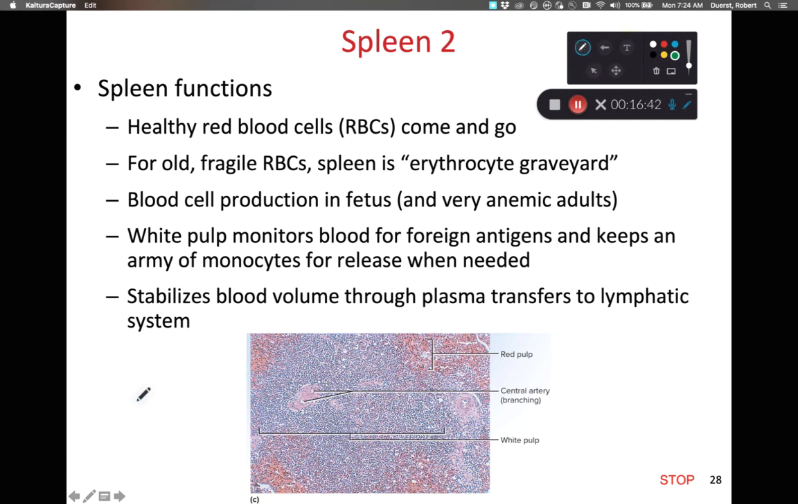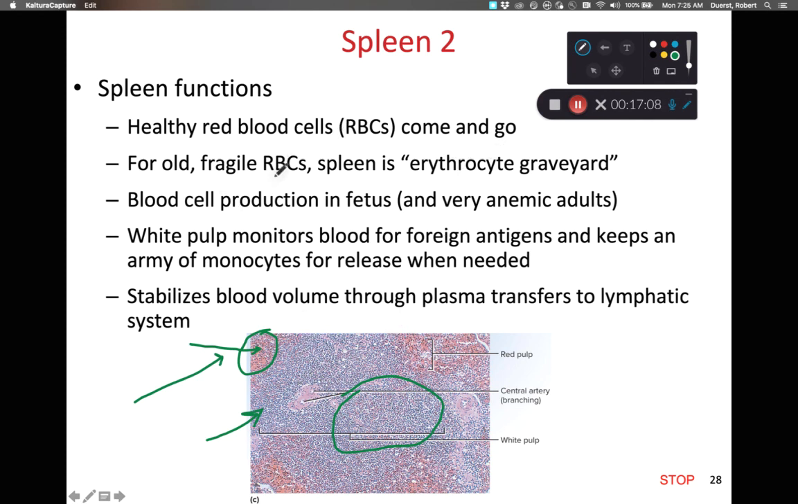So here on this photomicrograph, we can see some red pulp. Over here, we can see some white pulp. You can differentiate them pretty clearly via the color associated with them. Also, if you look at nucleus density, the white pulp has a much higher density of cell nuclei than the red pulp, because white blood cells have nuclei and red blood cells do not.